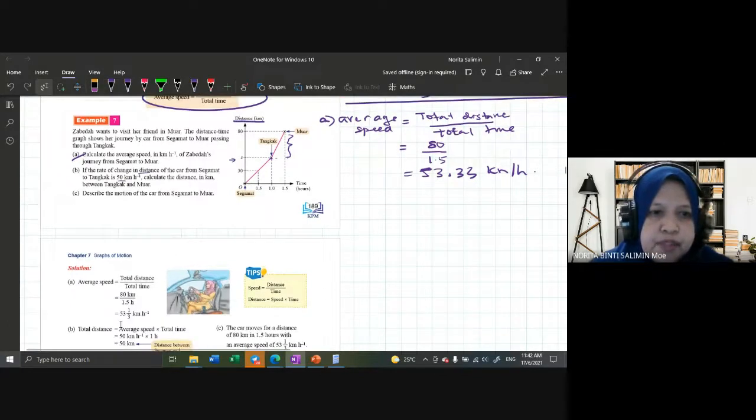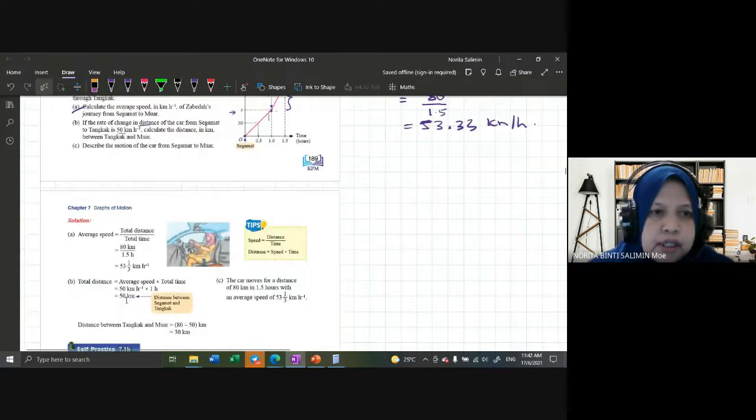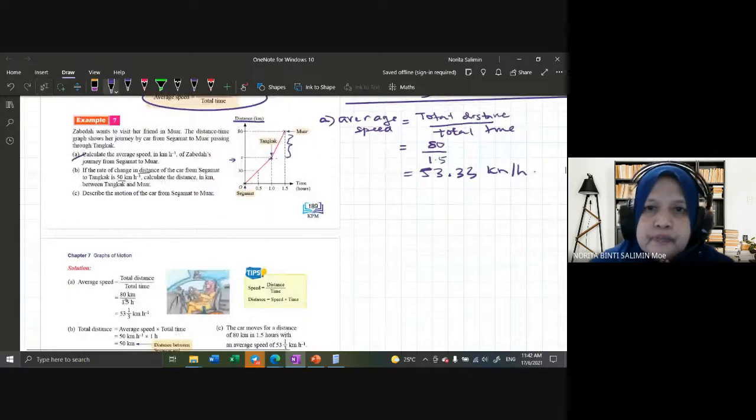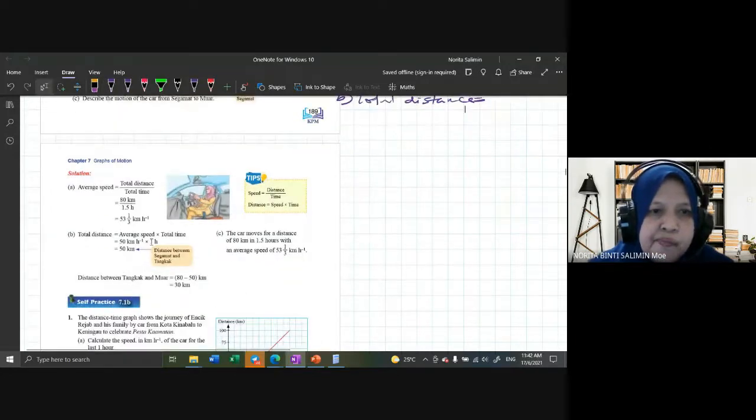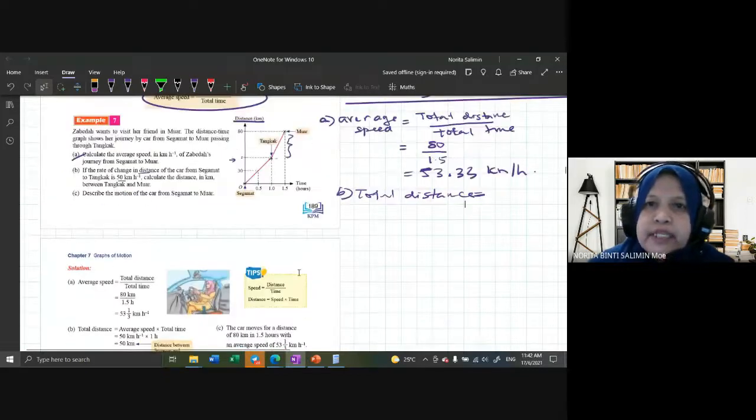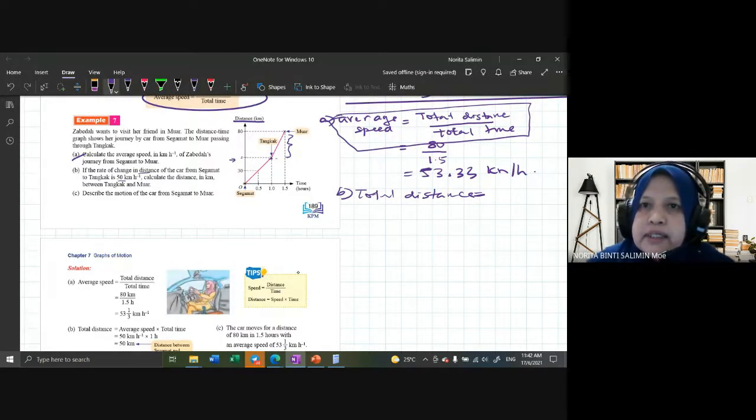So tadi average speed kita dah dapat. So total distance. Okay, question B. The total distance is equal to, berapa jumlah jarak dia? Total distance is average speed. Okay, daripada formula ni, daripada this rumus. Okay, this rumus. Total distance is equal to average speed.